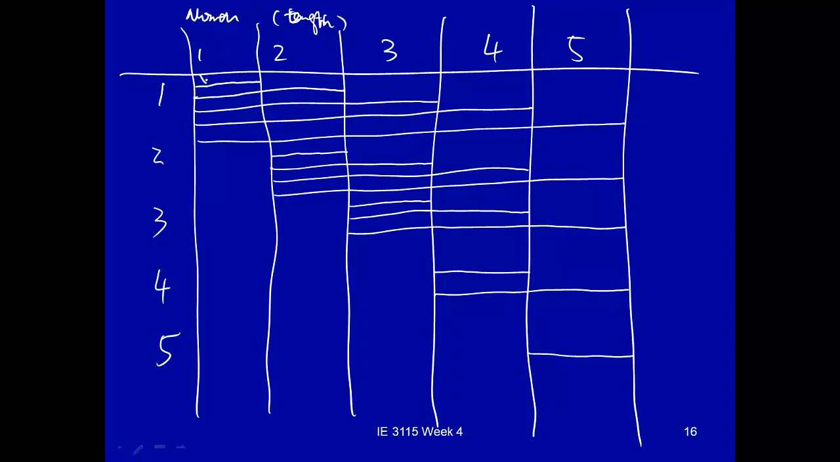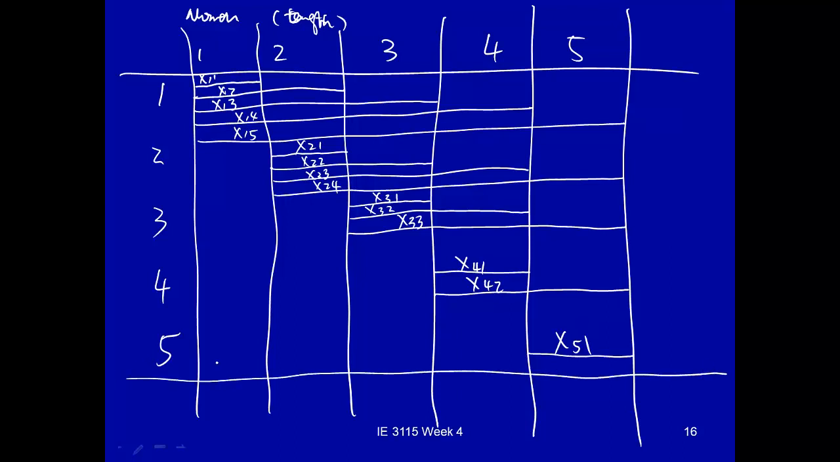So I can put it here: x11, x12, x13, x14, x15, x21, x22, x23, x24, then x31, x32, x33, x41, x42, x51. Those are all the options that we listed, our decision variables. And we know that in month 1, we have a demand here, which is 20,000.